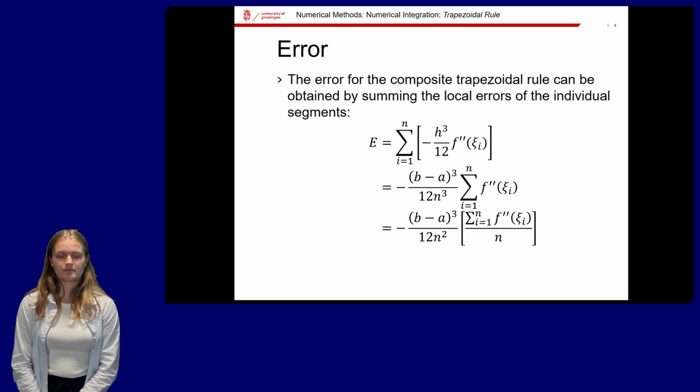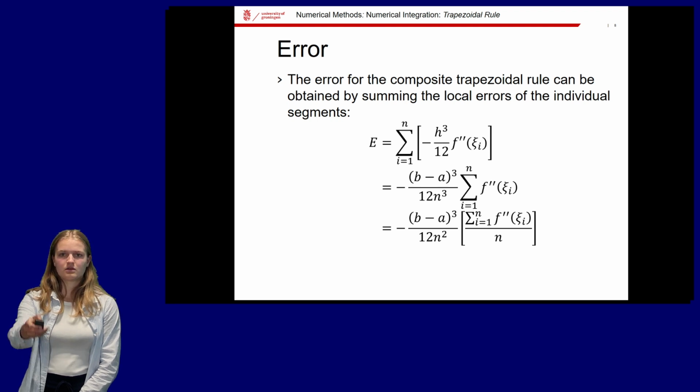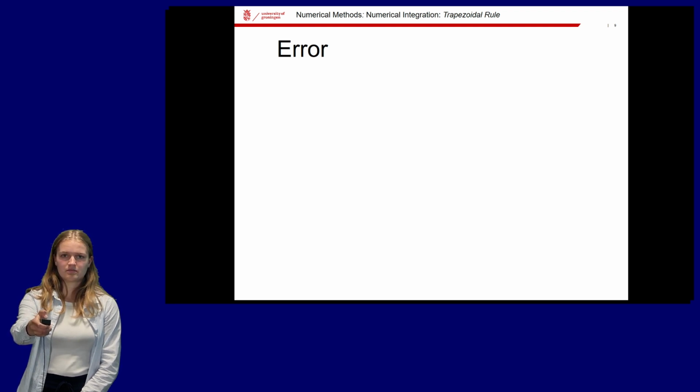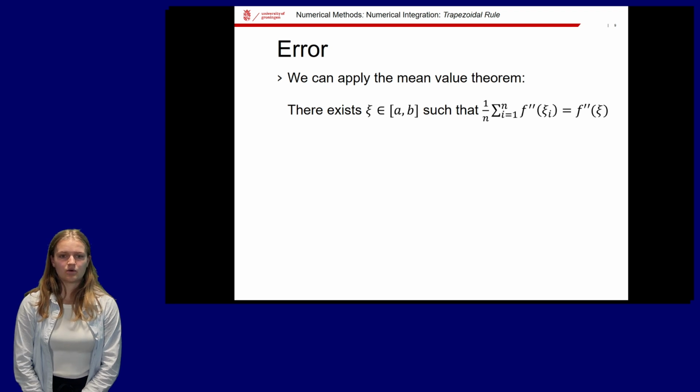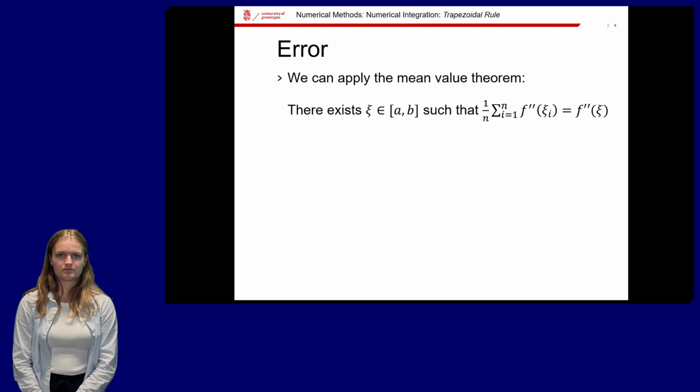And then we can rewrite it to get this bracketed expression, which is sort of an average value of the second derivative of f over this domain. And we can now apply the discrete mean value theorem to this.